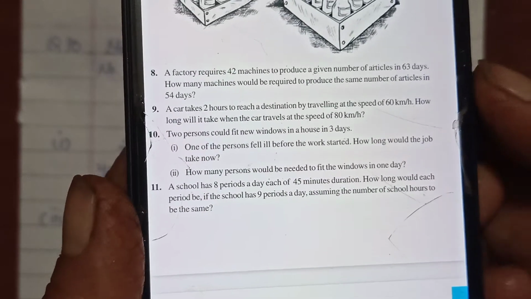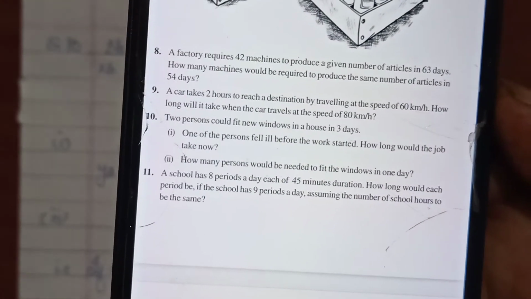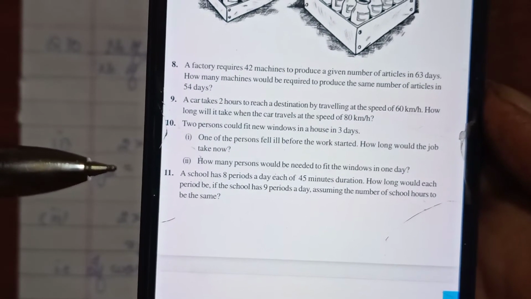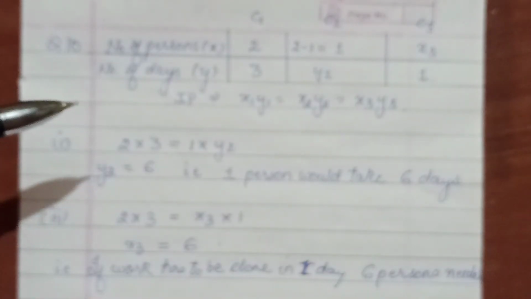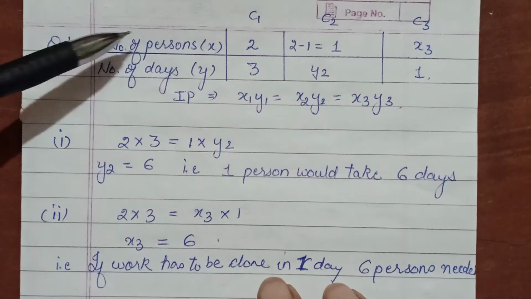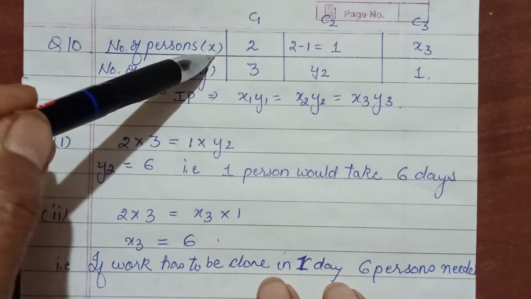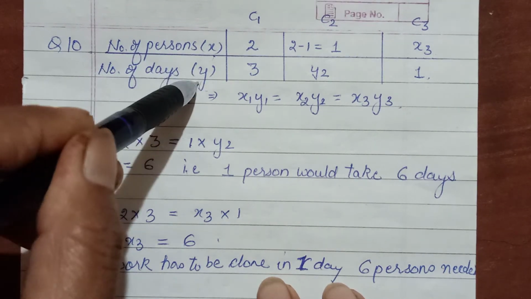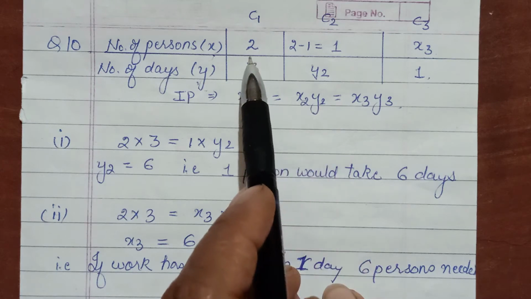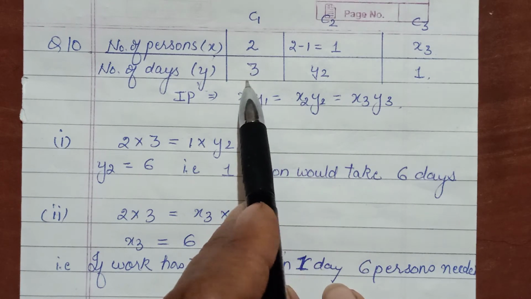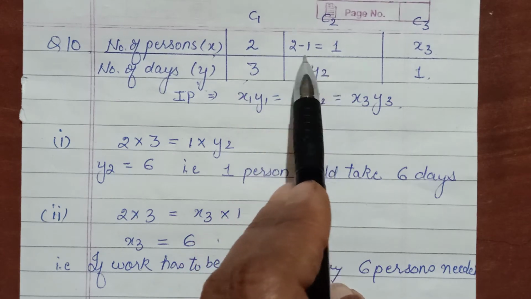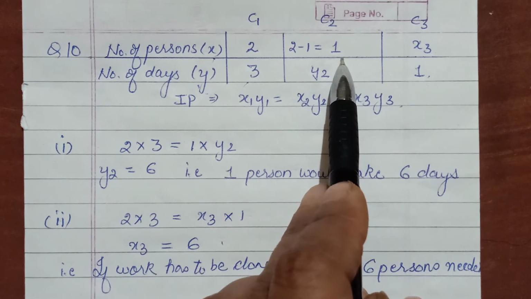Okay, so what are the two things we are talking about here? This is number of people doing the work and the number of days the work is done. So we'll take the two variables here. Number of people or persons suppose is x and number of days required for the work is suppose y. So first he had told that if two people were working the work would be done in 3 days. Now one fell ill, so we are left with only one person for the first part.